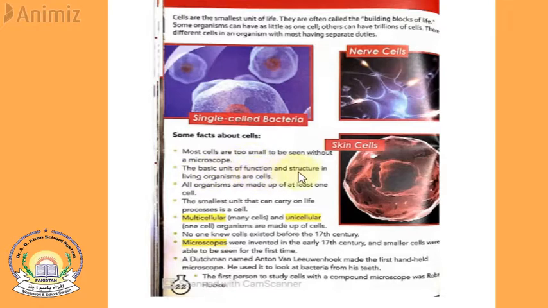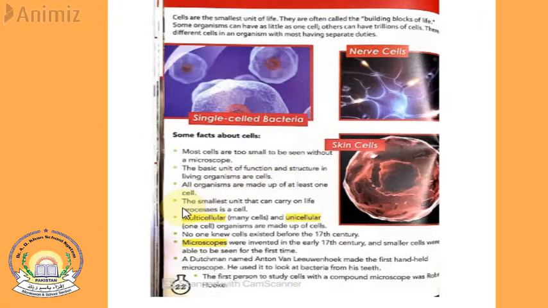The basic unit of function and structure in living organisms are cells. Everything that is present inside a living organism is made up of cells. These are tiny structures, as you can see. This cannot be seen with the naked eye. This is a microscopic picture. So these are the basic units of function.